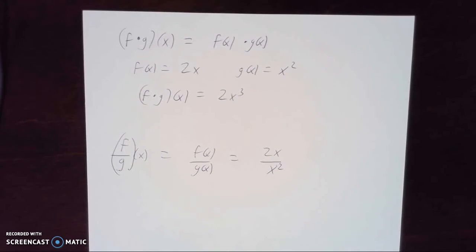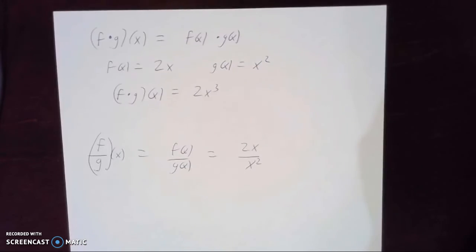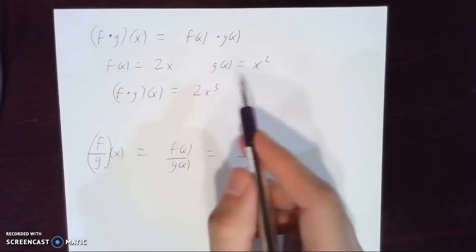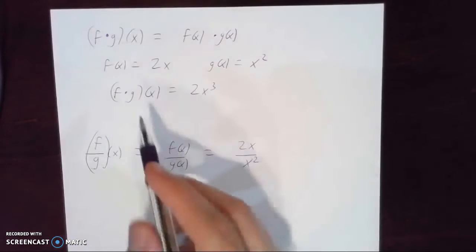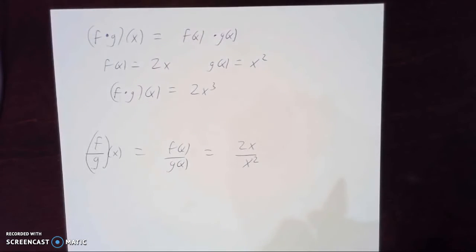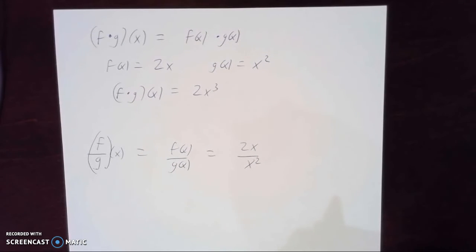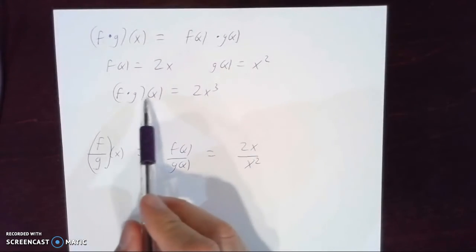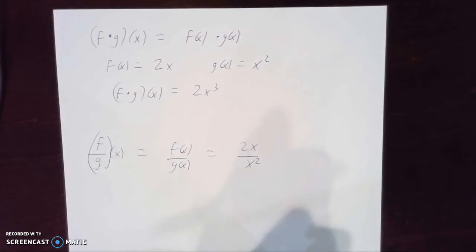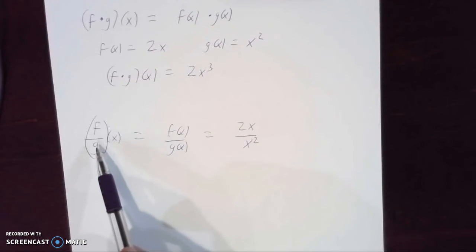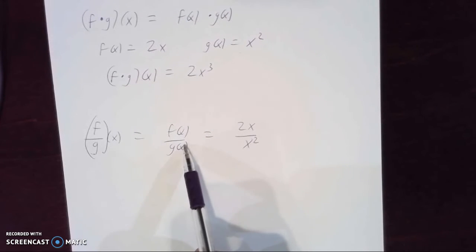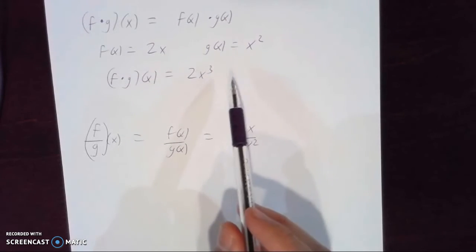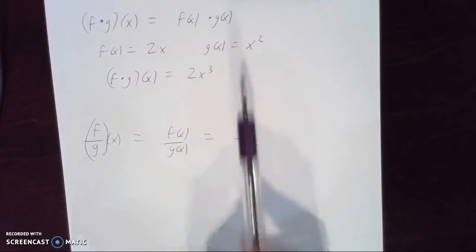f times g of x means the same thing as f of x times g of x. If f of x is 2x and g of x is x squared, then f times g of x would be 2x cubed. Pretty straightforward. Again, you could plug in and find the values. You could plug into here and here and multiply to get a value, or you could plug into the new formula. You get the same value either way. f divided by g of x means f of x over g of x. So in this case, it would be 2x over x squared.